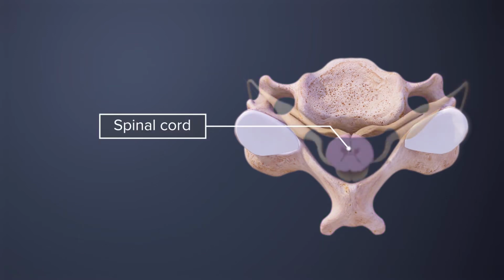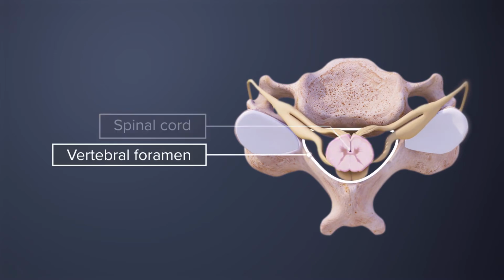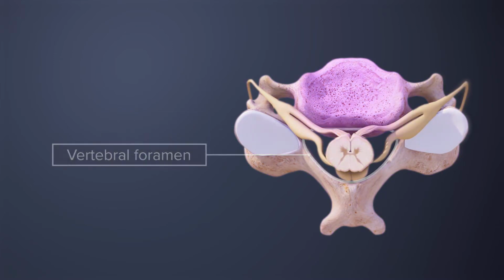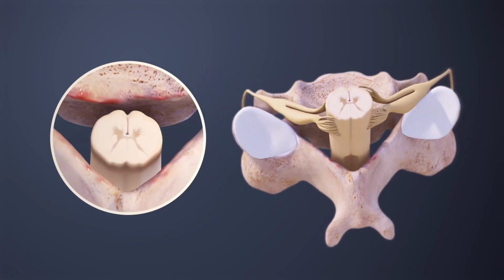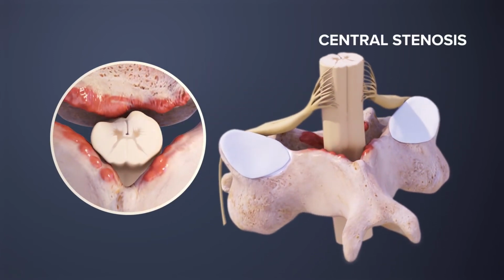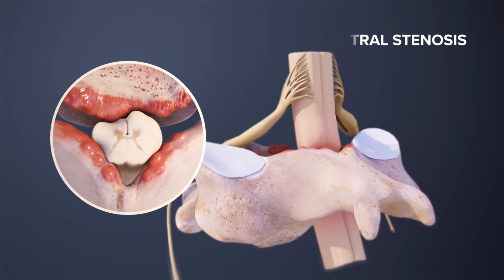The spinal cord is protected within the vertebral foramen between the vertebral arch and the vertebral body. If this foramen becomes narrowed, such as from spinal degeneration, it can cause central stenosis and compress the spinal cord.